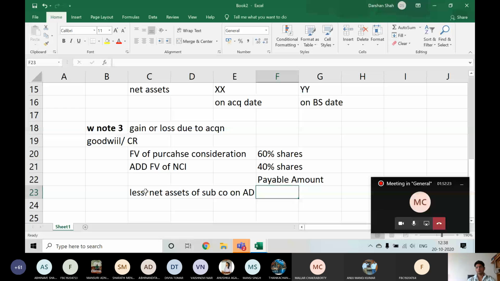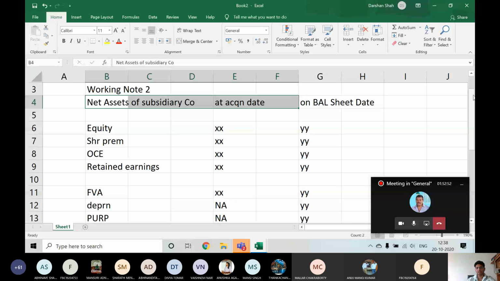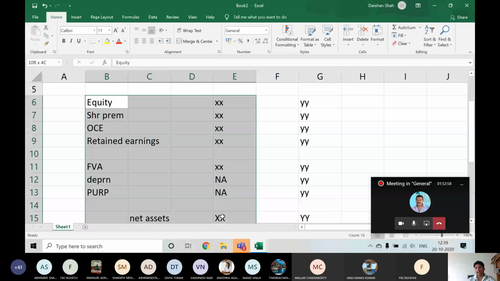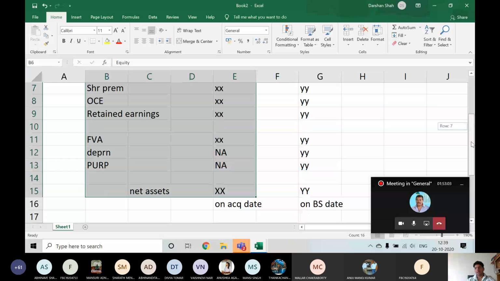सर, लेस वाला समझ नहीं आया। आपने ये वर्किंग नोट 2 क्यों बनाया है? Why have we made working note 2? Because we want to calculate the net assets of subsidiary company on acquisition date. Correct. So वो वैल्यू कहां से मिलेगा? ये सब अपन एडजस्ट करेंगे तो हमको मिलेगा net assets of subsidiary company. That is the value of subsidiary company on acquisition date. That will be deducted, जो अपन ने एक्सेल में न्यूमेरिकल्स में देखे थे। हाँ, समझ गया.